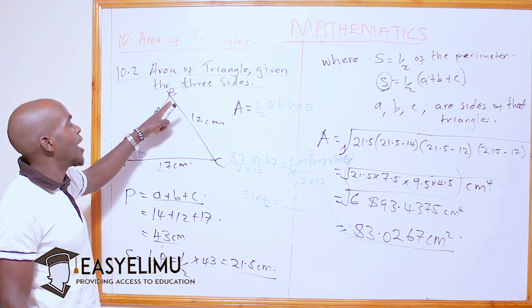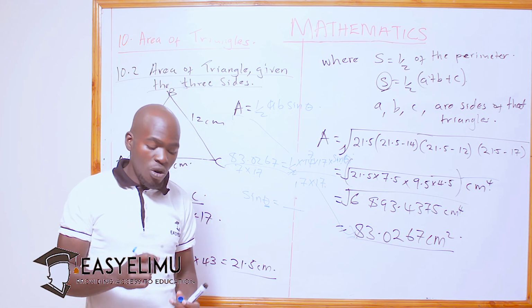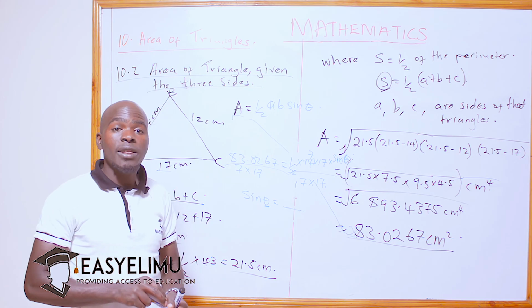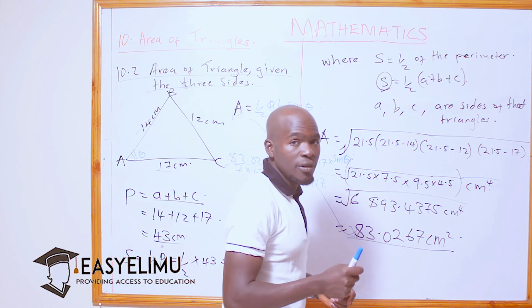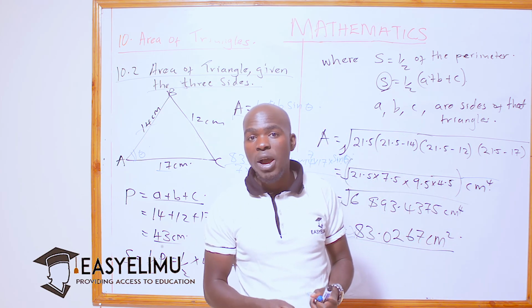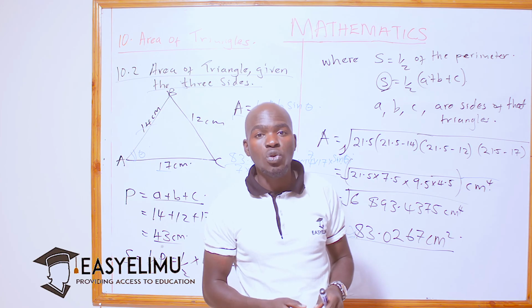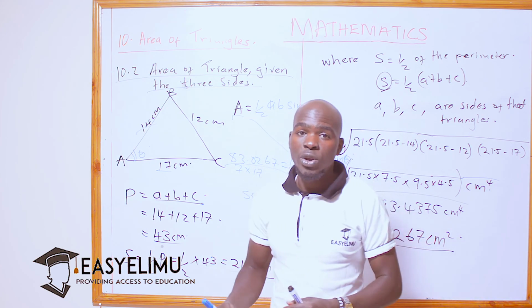The same applies to the angles ABC and BCA. So if you have been given 3 sides of a triangle, you can find the area of that triangle and at the same time find the angles by incorporating the 2 formulas, both Hero's formula and the sine formula, as we have seen.